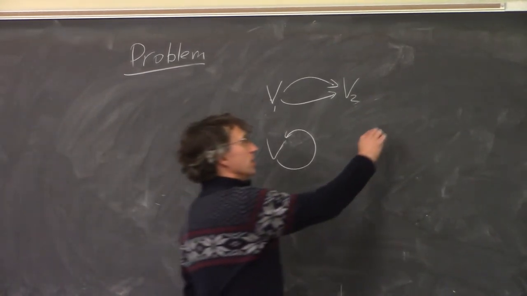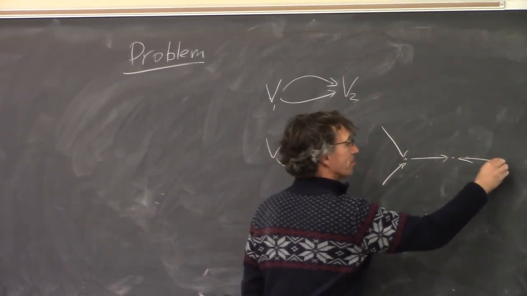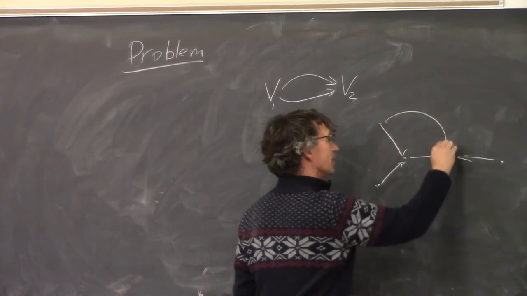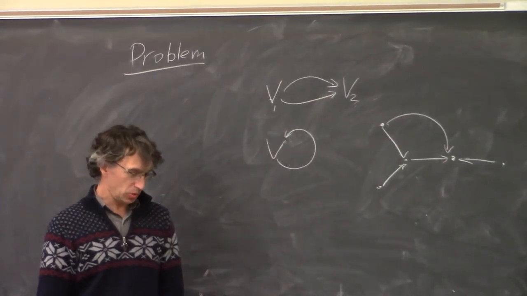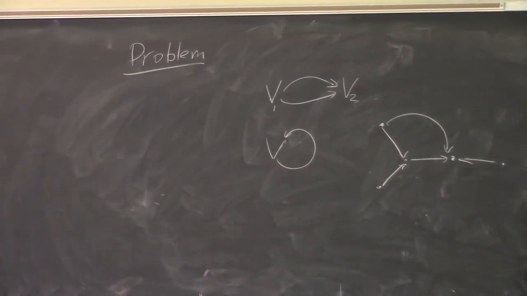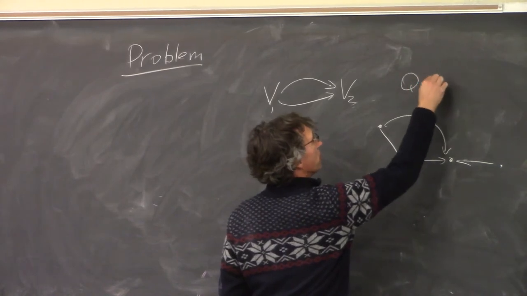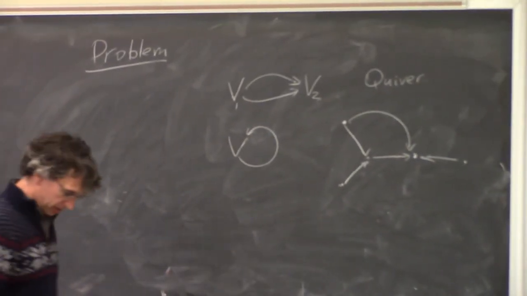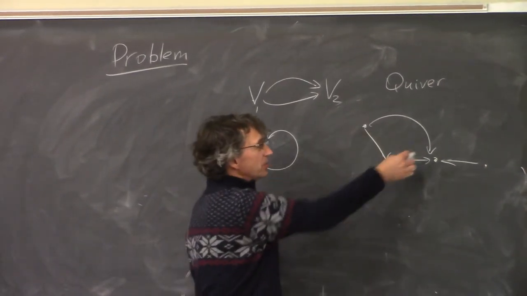Or I can consider more complicated pictures. Or to call it by its proper name, you can say that this picture is a directed graph, so you have vertices and you have arcs, but arcs are directed. A better word for this is a quiver. So a quiver is nothing but a collection of points, vertices of the quiver, connected by directed arcs. That's it. So every such quiver gives you some classification problem.